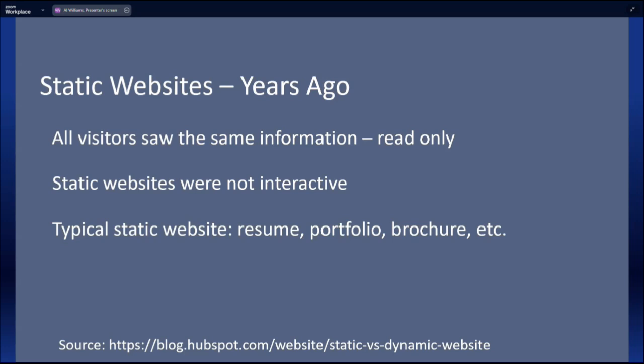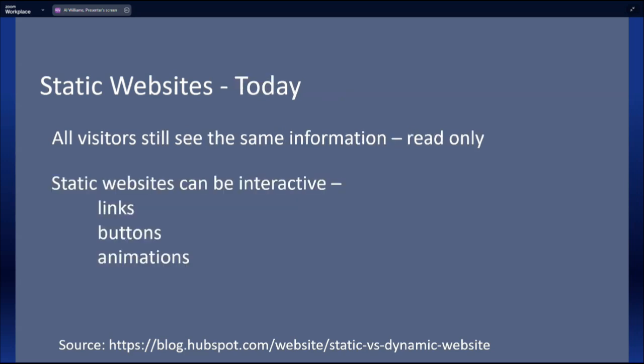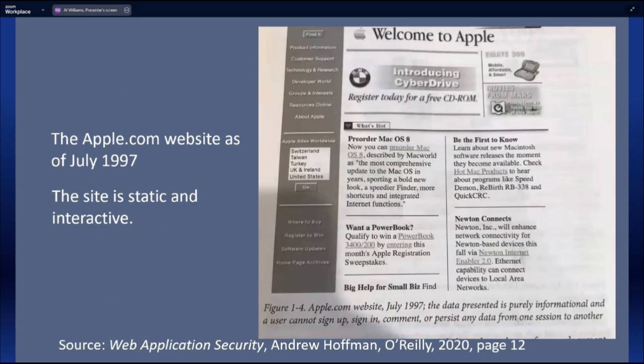The typical static website would present somebody's resume. A lot of times back then, people would put their resumes up on a standalone website. It would present a portfolio, perhaps an artist-type portfolio, or it might be a brochure for a company. Static websites can be interactive if they use links, buttons, and animations, but they're very limited in what they can do. So here's an example of the apple.com website as of July 1997.